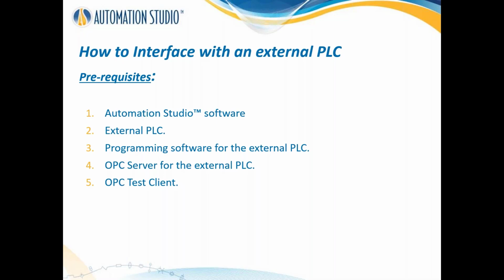So what you really need to build such an application, you definitely need the Automation Studio software. You have an external PLC. You definitely also have the programming tools or software used to program this external PLC. And you need what we call an OPC server to communicate with the external PLC, and an OPC Test Client. And this is what we're going to show you today: how to put everything together to make all of this happen.